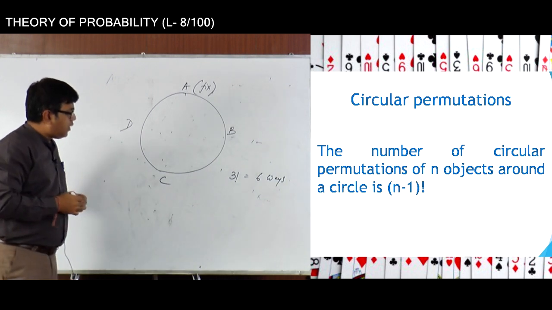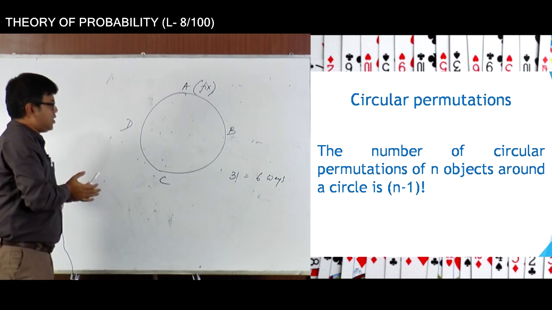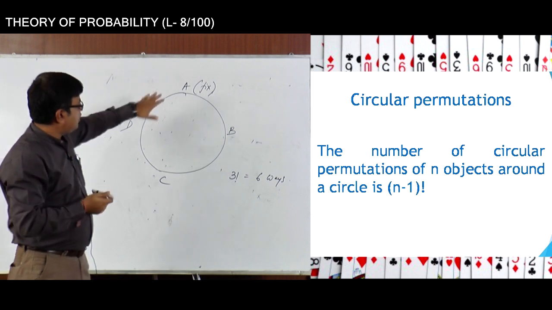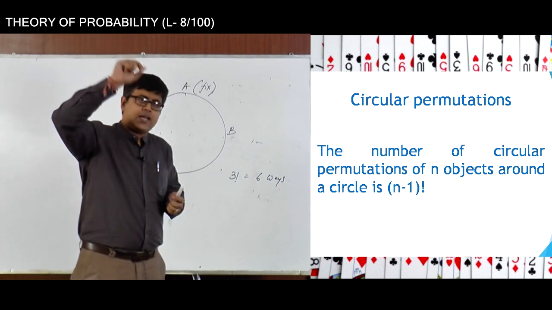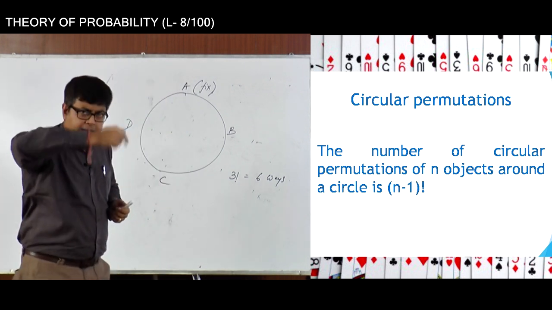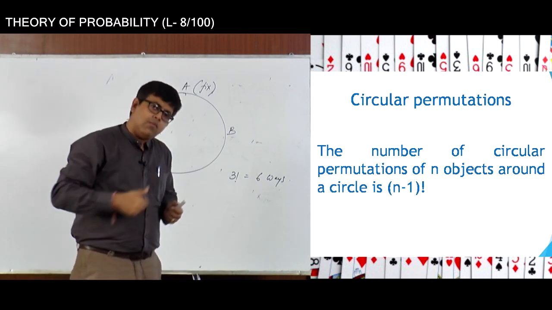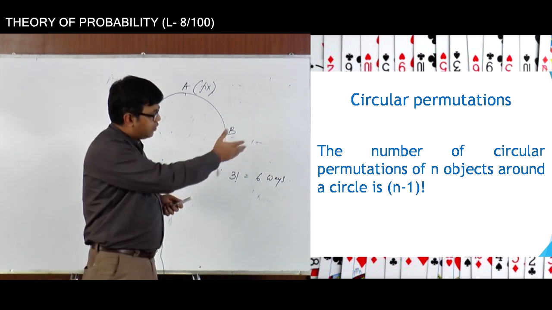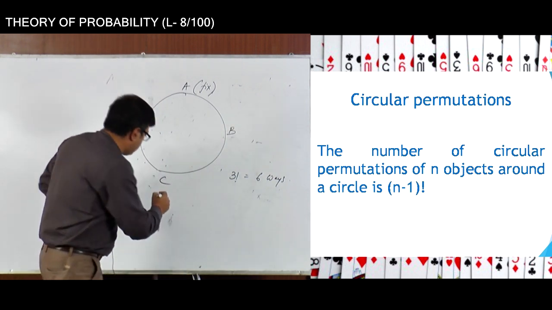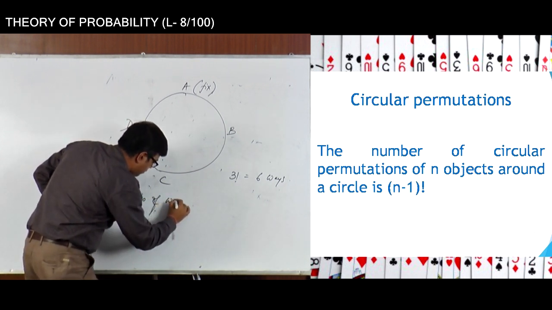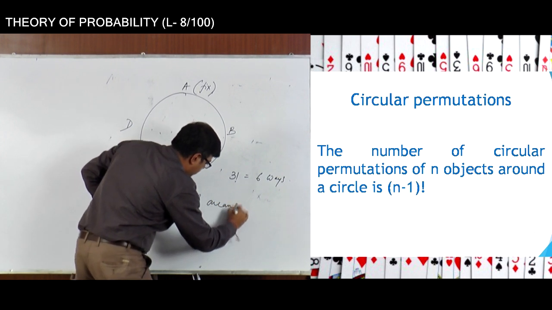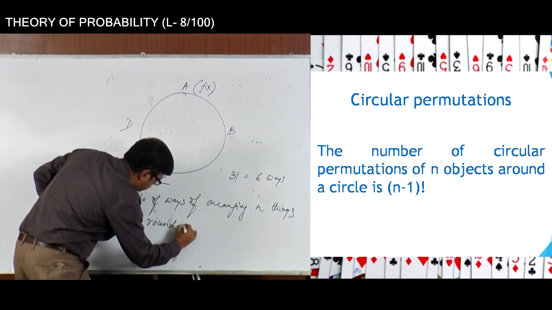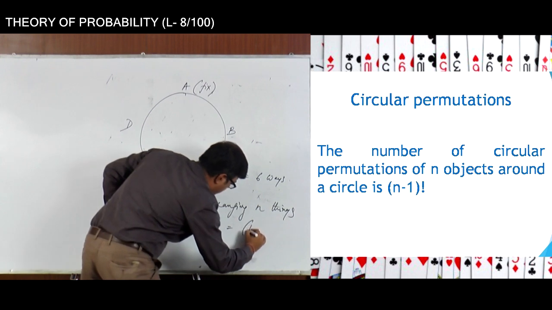Now let's generalize the situation. Let's say we have n things which we want to arrange around a circle. In that case, the concept is that we have to fix a particular thing. Since that particular thing is fixed at that position, the remaining n minus 1 things can arrange among themselves in n minus 1 factorial ways. So, the total number of arrangements of n things round a circle is n minus 1 factorial. So the number of ways of arranging n things round a circle will be equal to n minus 1 factorial.